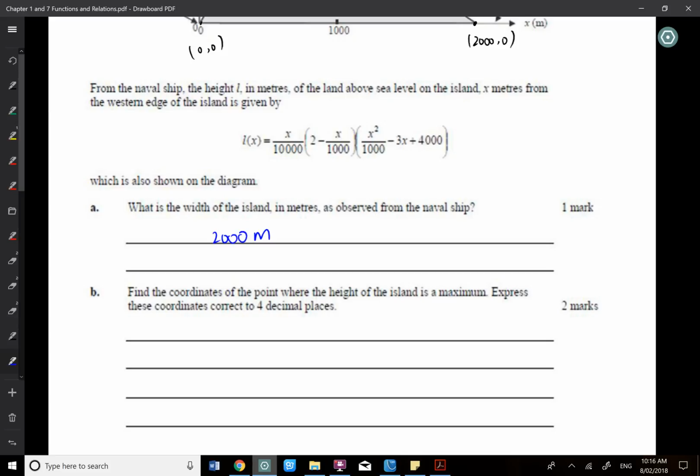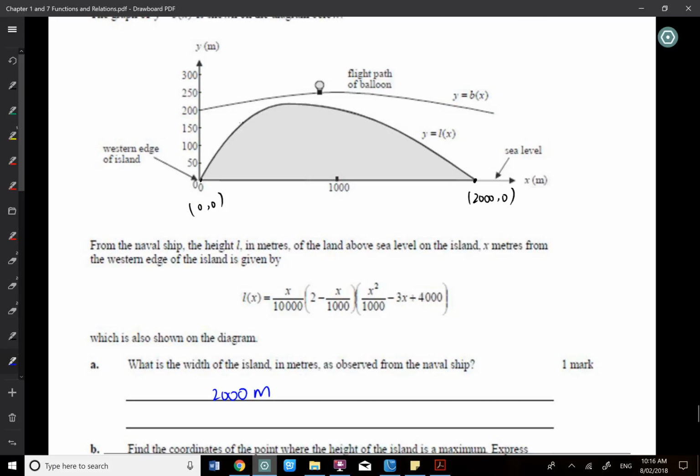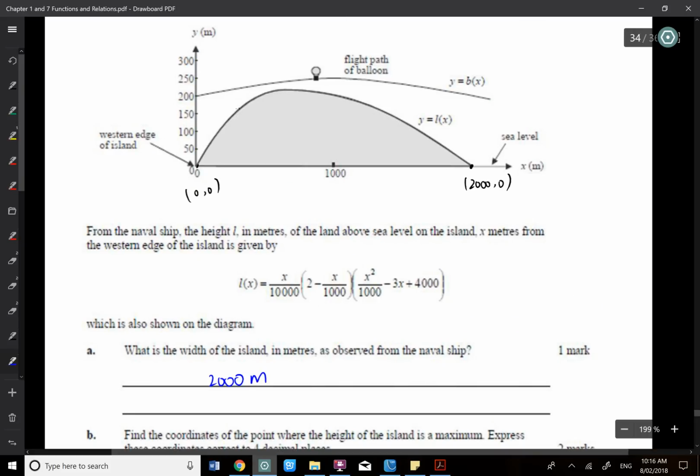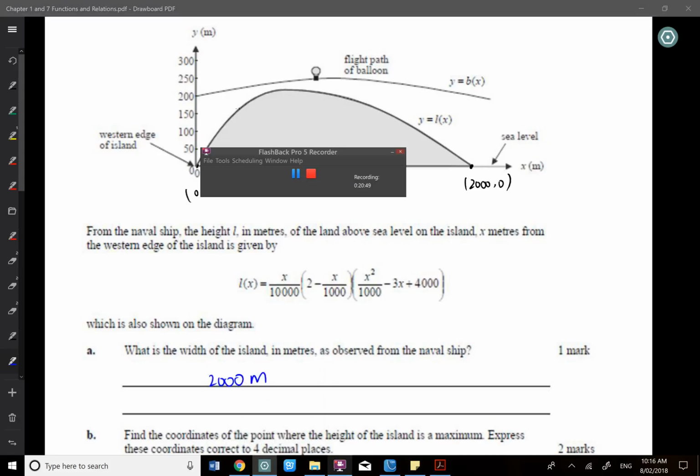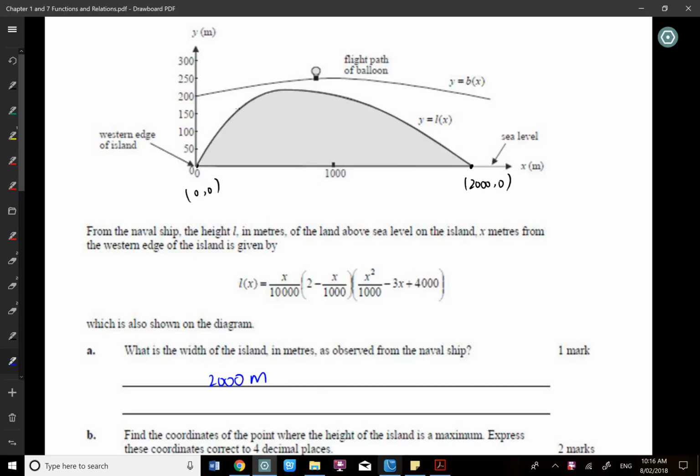Okay, next one. Find the coordinates of the point where the height of the island is a maximum. Express these coordinates correct to 4 decimal places. So I want to find the maximum point here, which is the turning point. We can see that from the graph. So if you can go to the calculator.